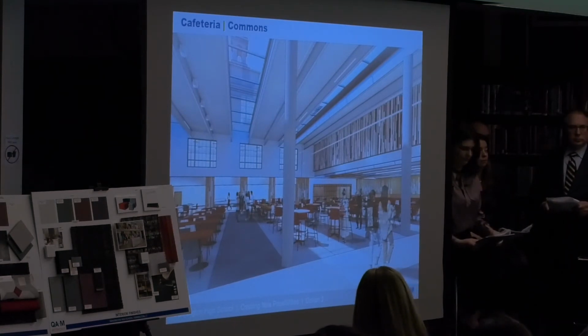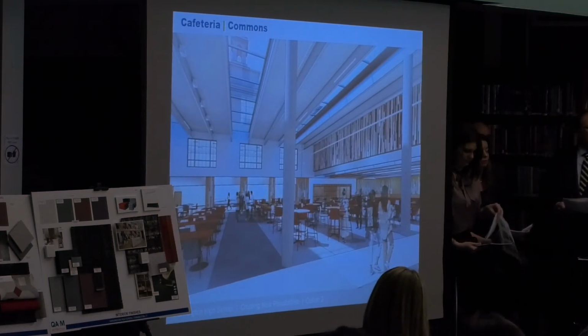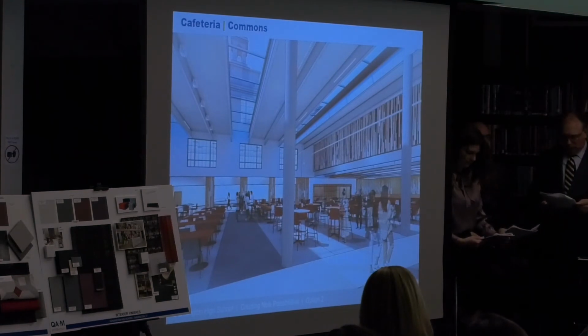The first level of the 1928 building is where the kitchen and servery would function. So the service comes in from that side, and that whole space opens right up.